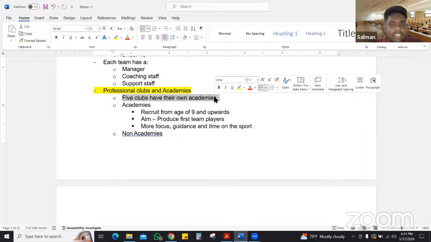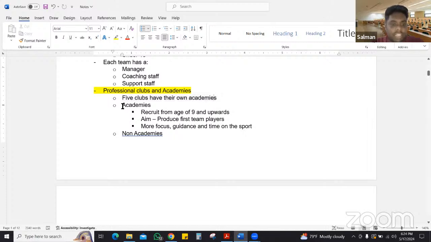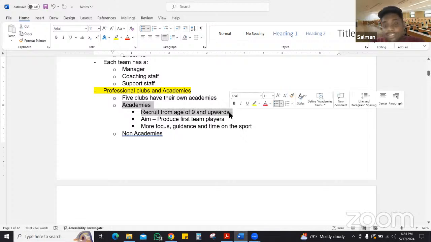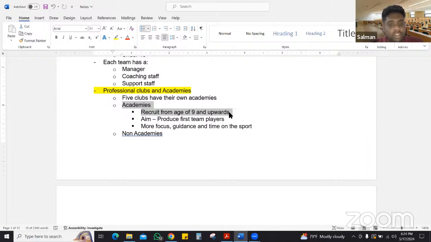This academy will nurture football players from a very young age. At 11, 12 years, children start playing in the academy. Their purpose is to nurture from a very young age. But in the case, the academies recruit from the age of 9 and upwards, very young. My goodness, age of 9 means in Sri Lanka we were in school, somewhere in grade 4. So this is the focus given by this sport. Out of the many clubs, only 5 clubs have their own academies.